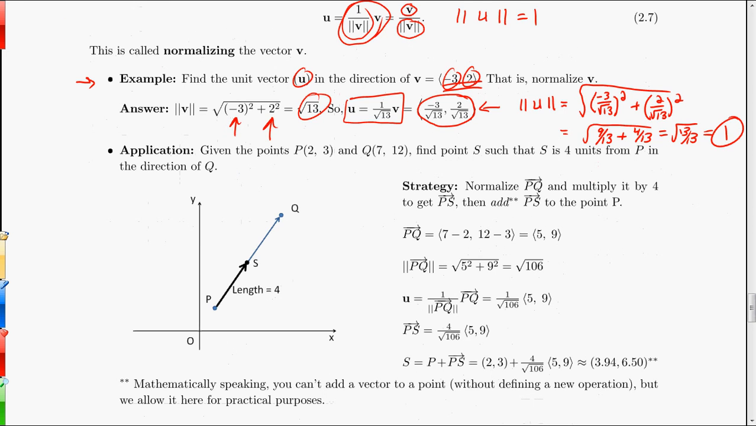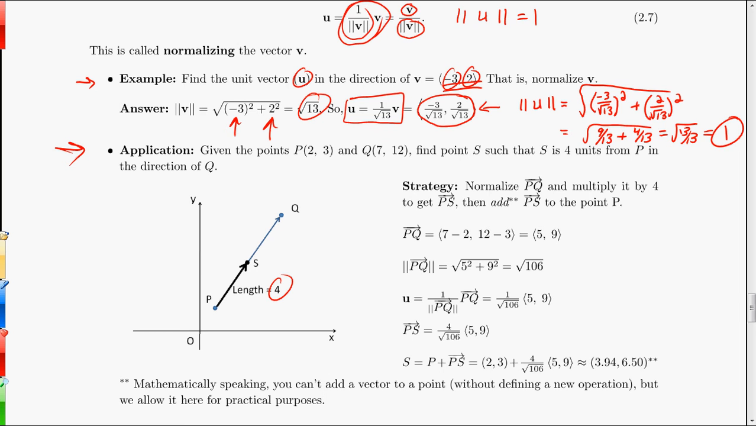And so here's an application for this. Suppose you have a point P and a point Q, and I want to find the point S so that S is on its way to Q from P a given distance. What happens if I start at P, head towards Q, and go for 4 units? Where do I end? Being able to normalize a vector is critical in this step.